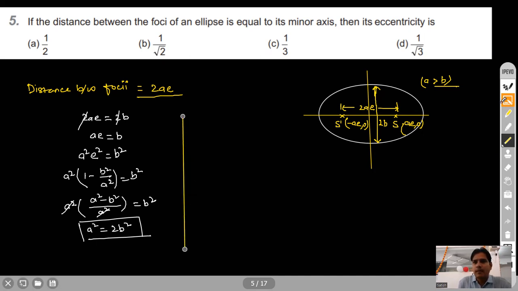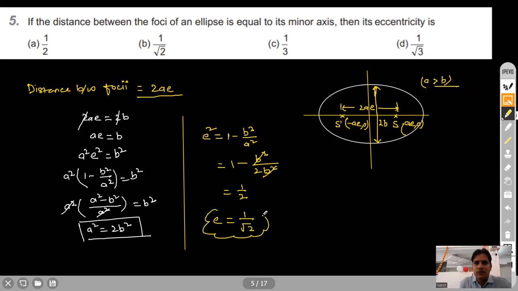Now what I will do further, we need to find the eccentricity. So the eccentricity of the ellipse will be, e square is 1 minus b square upon a square. So 1 minus b square, let it be as it is, and a square, we can write as 2b square. So our eccentricity square will be equal to 1 minus 1 by 2, that is 1 by 2. So our eccentricity will be 1 by root 2. Is it okay? So this will be B, right? I hope everyone has got the answers correctly.